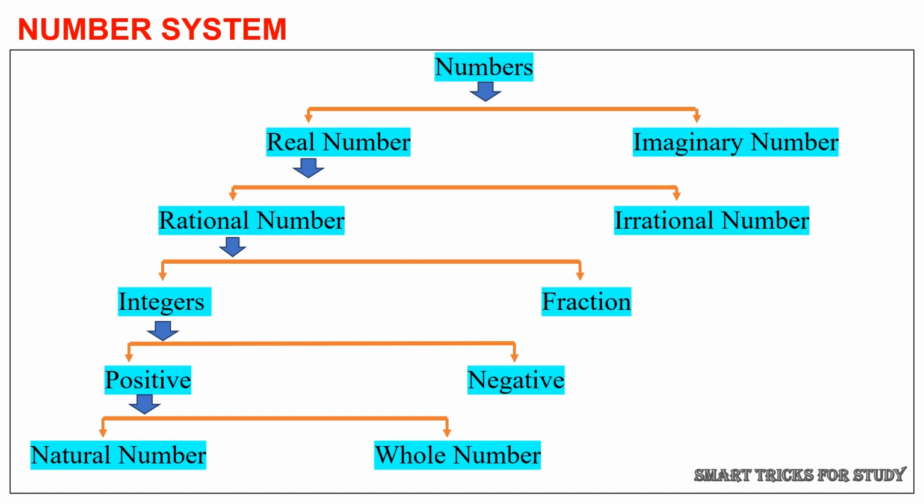The numbers are divided into real numbers and imaginary numbers. The real numbers are divided into rational and irrational numbers. Again, rational numbers are classified as integers and fractions. Integers are of two types: 1. Positive integer. 2. Negative integer. Natural numbers and whole numbers are types of positive numbers.